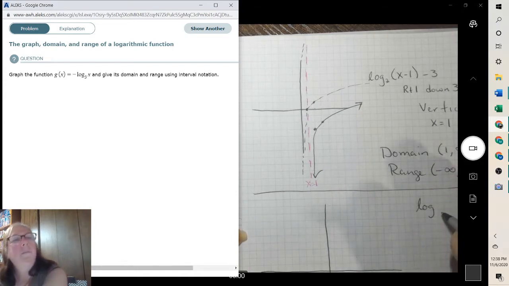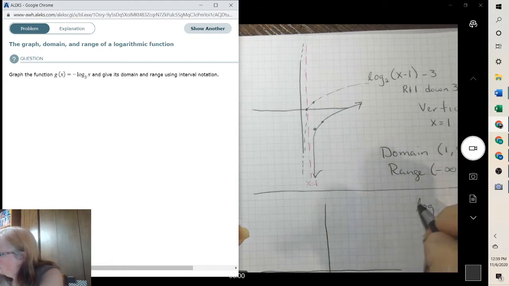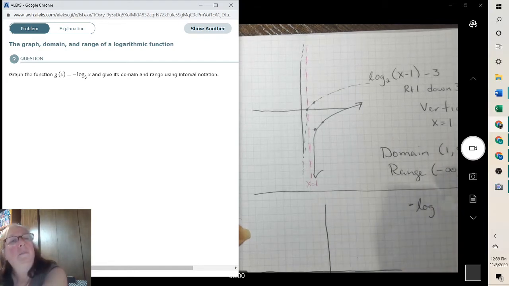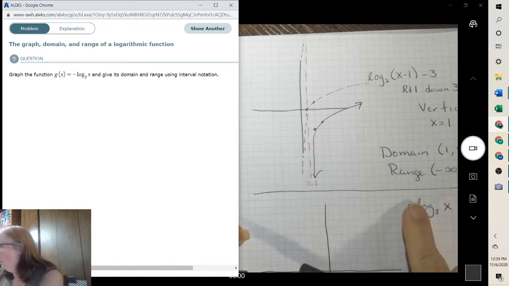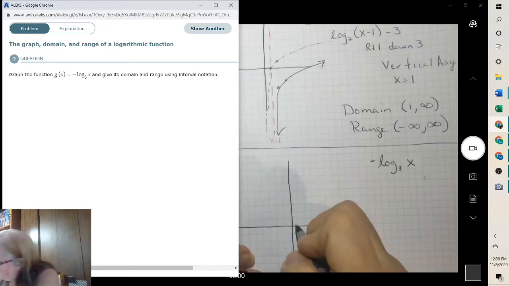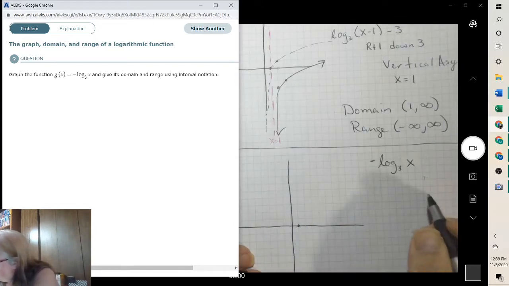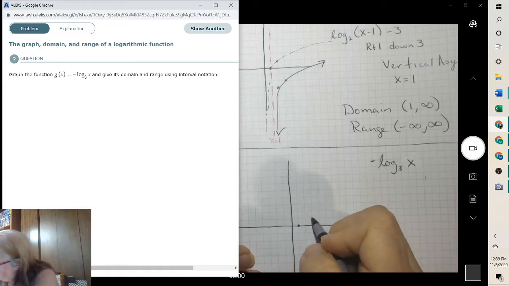So this one's a negative log. I'm rewriting it. A negative log base 3 of x. So we're not shifting at all. This negative's just flipping it. So our first point is always here at 1, 0. And the next one, this is 3. So it's 1, 2, 3, and up 1.